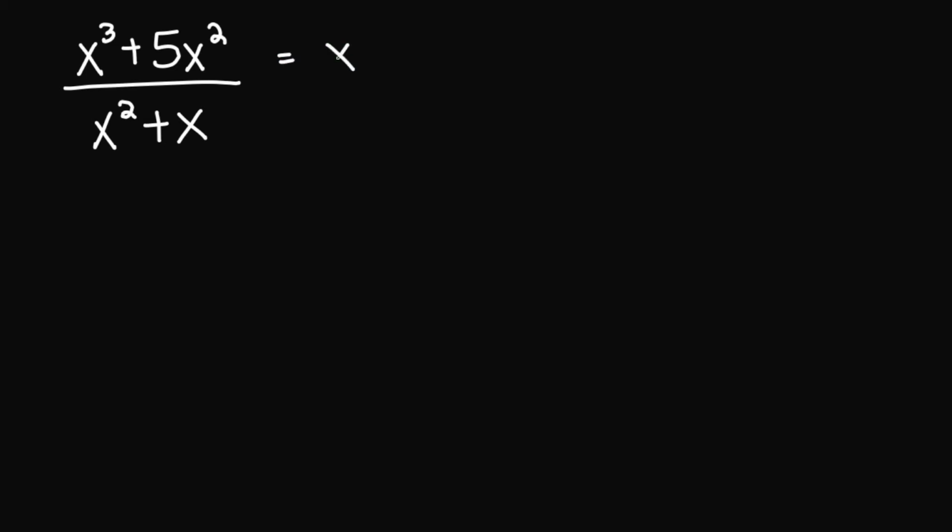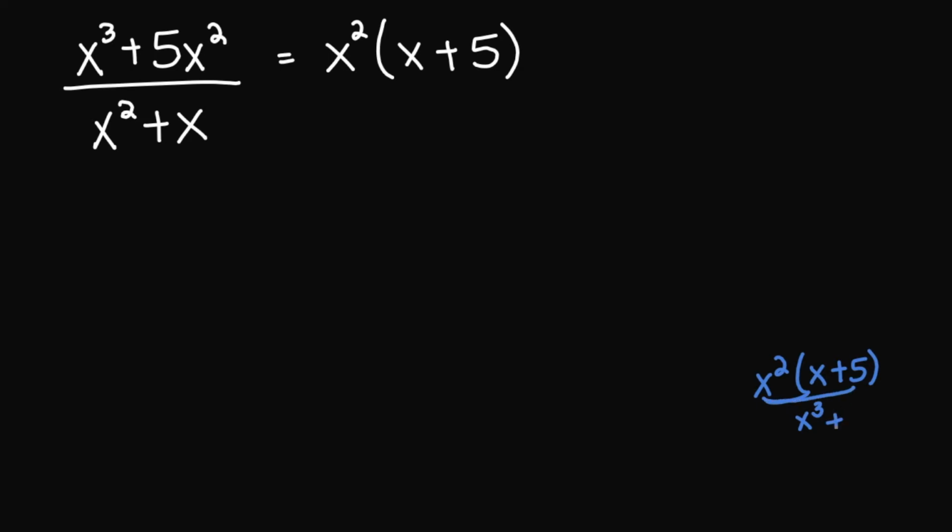Let's look at x cubed plus 5x squared over x squared plus x. So let's look at our numerator. I'm going to factor out my x squared. If I factor out an x squared, I'm going to be left with x plus 5. And remember, if you're ever unsure whether you factored correctly, you can always multiply back to make sure that it takes you back to your original problem. So if I have x squared times x, this is going to give me x cubed, and then x squared times 5 is going to give me a positive 5x squared. So we know we factored this correctly because it takes us back to our original numerator.